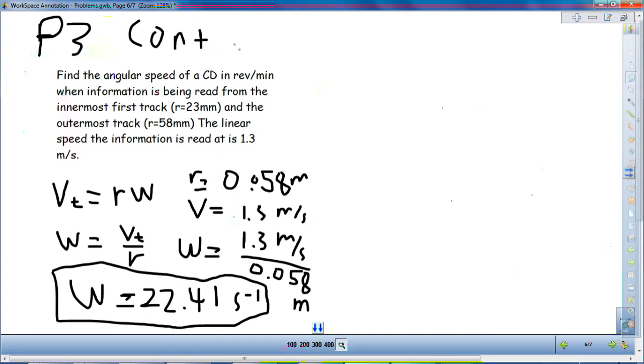Now you do the same thing to the outside edge, although you plug in 58 millimeters instead of 23. And of course convert it into meters, 0.058 meters. Use your bridge equation, isolate omega, plug in your numbers, and you should get omega as 22.41 inverse seconds.